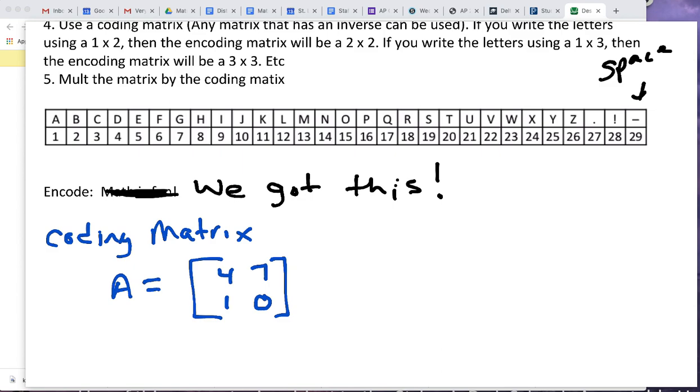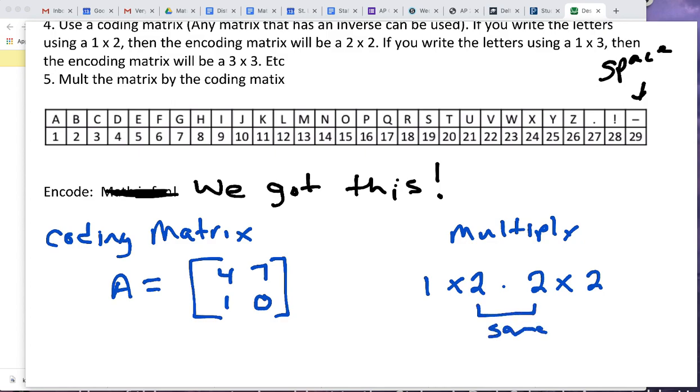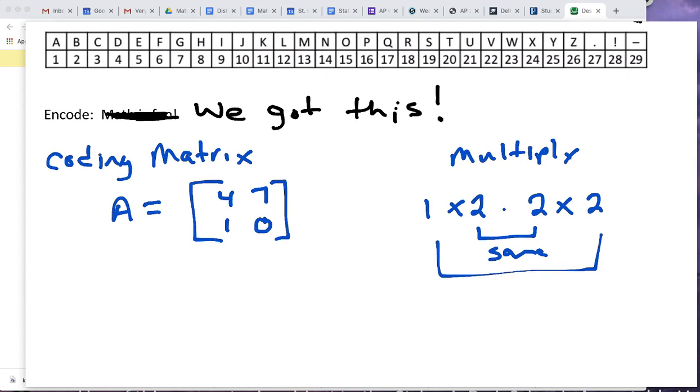Now what we're going to do is take this phrase, "we got this," and separate it out into matrices that we can multiply by. Now remember, in order to multiply matrices, if our coding matrix is a 2 by 2, the matrices that we have to multiply by have to be a 1 by 2, because remember, these have to be the same, and then this is the result.